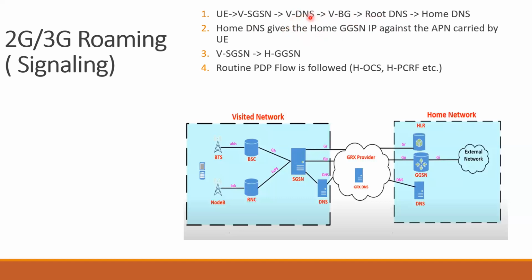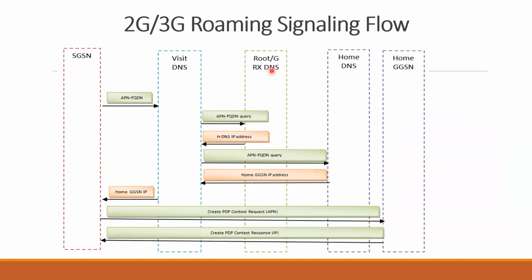And the visitor DNS is then going to send a request to your home DNS to resolve that APN, and the home DNS, like the visitor DNS, has the APN and its corresponding GGSNs and IPs available. If we look into this flow, it is going to be easier to understand. Once your SGSN gets that APN and recognizes that it does not have that APN locally, it is going to send an APN FQDN to your visitor DNS. The visitor DNS is going to send it to your root DNS. The root DNS is going to return back the home DNS IP address.